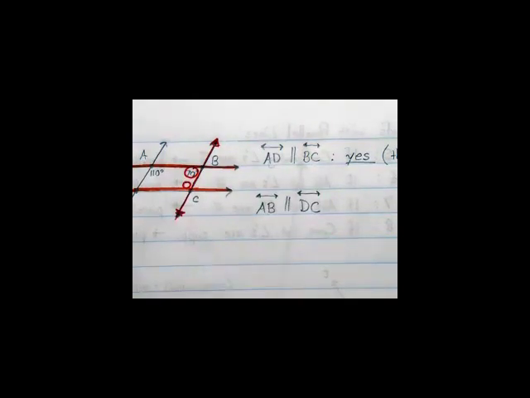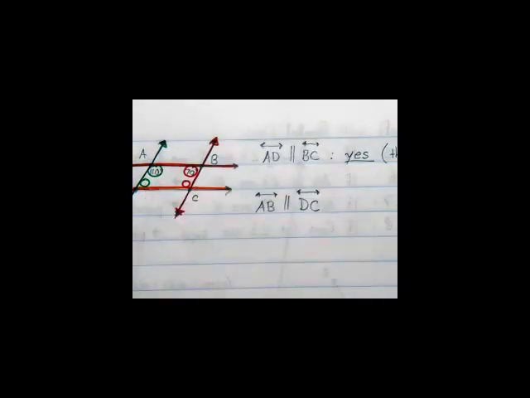Same thing with the other two. If this was my transversal right here, AD, then I would need this angle and this one to be supplementary to say that they're parallel. And I don't know that other angle there either. So I don't have enough information to say anything about AB and DC being parallel.